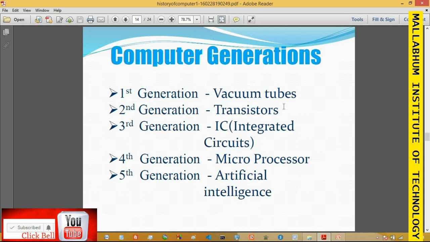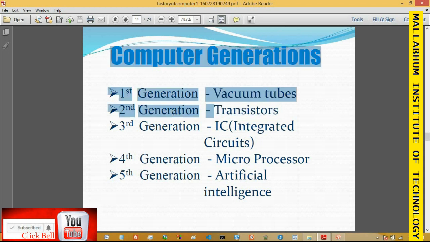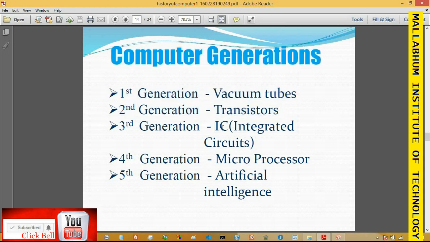Next is the third generation computer. From the third generation onwards, the integrated circuit comes into the picture. The integrated circuit is a technology which combines all the transistors. Previously there was a transistor also, but its size was much higher. Integrated circuit is a process technology: how the transistor is fabricated, how the transistor size can be reduced.